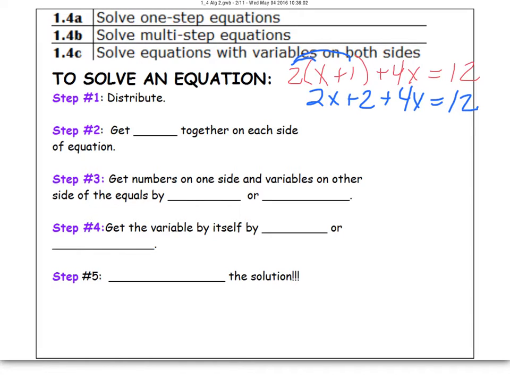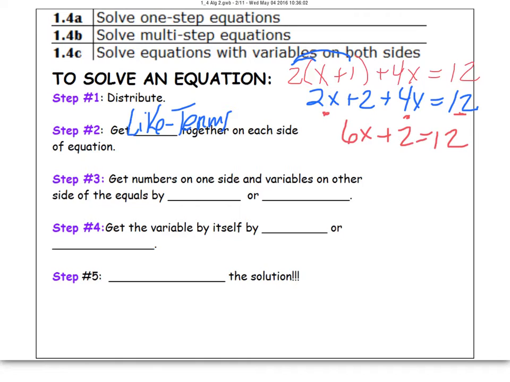Step 2 will say get like terms together on each side of the equation. Now on the right hand side here there are no like terms, but on the left hand side 2x and 4x are like terms. So I'll add them together to get 6x, and then we have plus 2 equals 12.